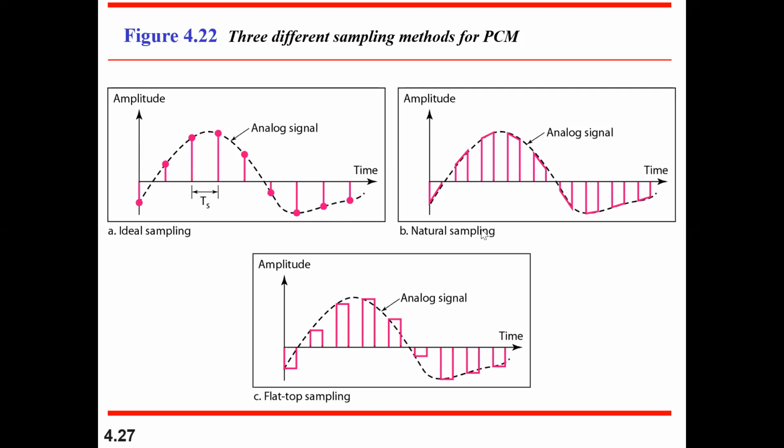The next one is natural sampling. This is what we will be concentrating on. In the real world, this is the most suitable sampling technique that we can use for analog to digital conversion. What is this all about? Natural sampling means that your signal will be converted. If you switch off the light, it will not switch off immediately. It takes its own time. That's what is happening with this particular signal.